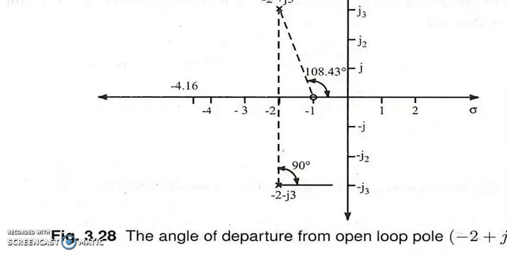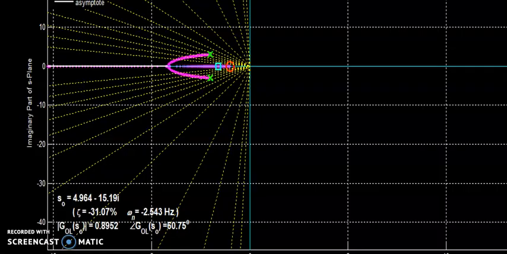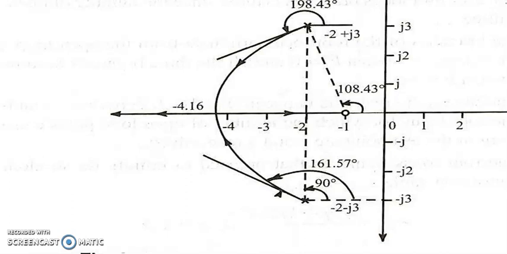This is shown in the figure. So the angle of departure of the pole is plus minus 180 degrees plus 18.43, which is plus 198.43 degrees. Similarly, the angle of departure of pole P2 is minus 198.43 degrees. The complete root locus plot is as shown in the figure. So we have 2 poles, minus 2 plus j3 and minus 2 minus j3, at 198.43 degrees.